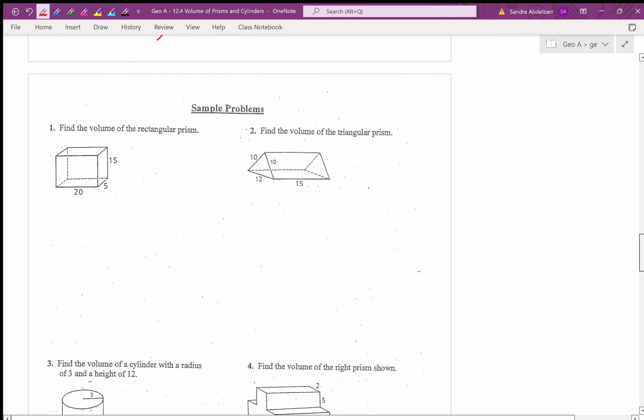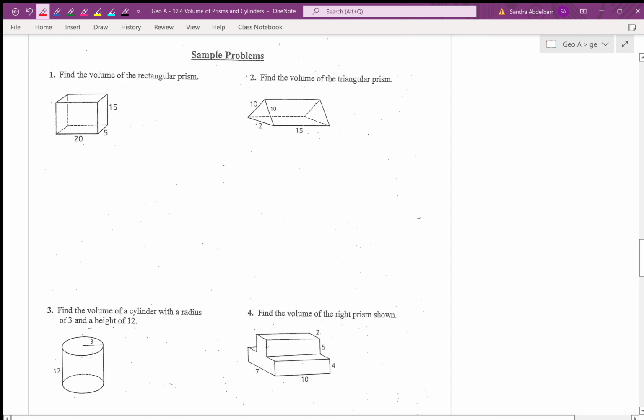All right, let's just get into our sample problems now. So we want to find the volume of the rectangular prism. So we have choices. We can do, because it's a prism, area of the base times the height, or more specifically, for a rectangular prism, isn't it length times width times height? So I think this is the easier one. So it's going to be 20 times 5 times 15. 20 times 5 is 100, times 15 is 1,500 units cubed.